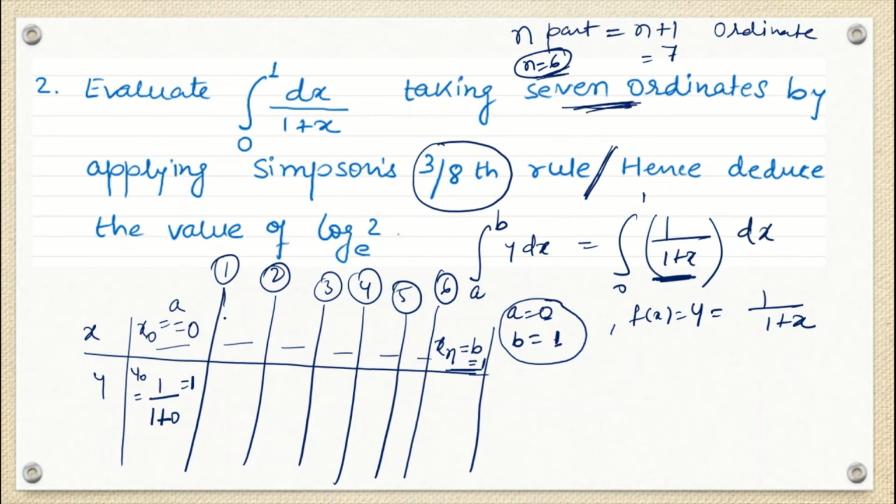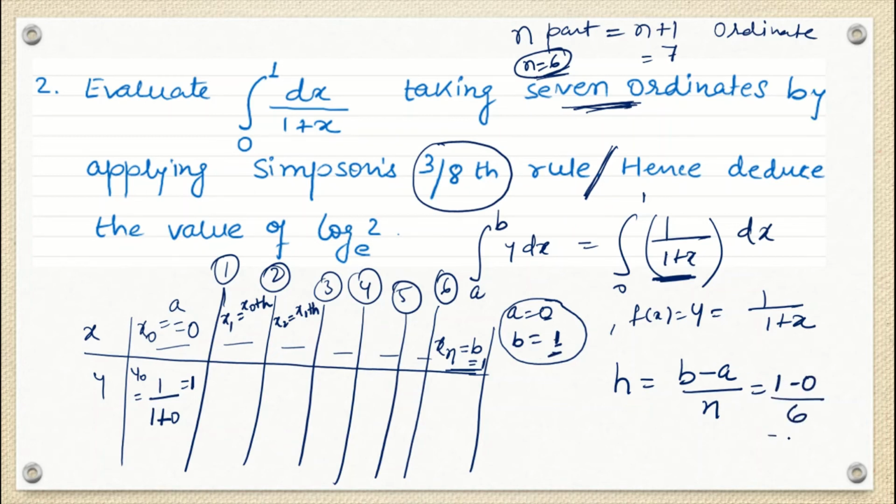So x1 will be what? x1 is x0 plus h. Similarly, my x2 is x1 plus h. And what is my h? h is the width of each and every equal partition. h I have to find using the formula b minus a divided by n. b is 1, fine, no? b is 1 and a is 0, n is 6, that means 1 by 6.